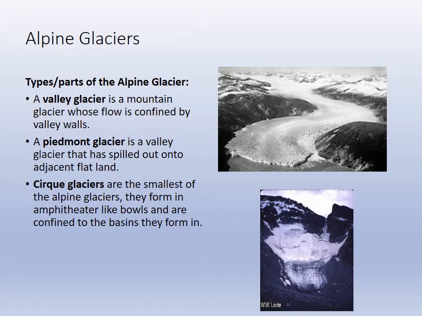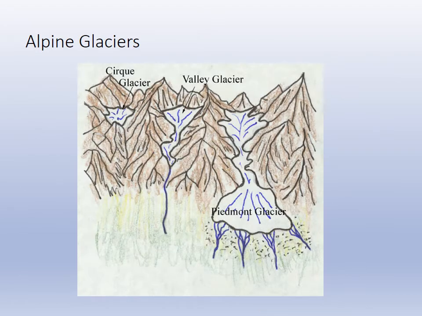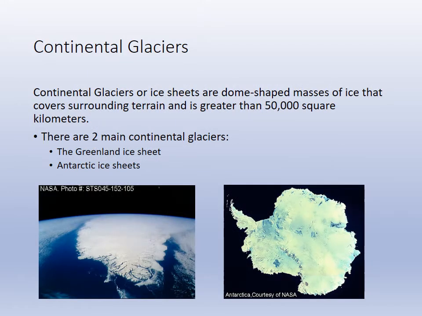So the alpines have three parts. The cirque, which is the smallest alpine glacier, sits in the bowl. A piedmont is where it spills out onto the floor, and the valley glacier is the carved V-shaped steep walled valley that is being carved by the glacier. This illustrates the three stages of alpine glaciation. The continental ice sheets or continental glaciers are pictured here.